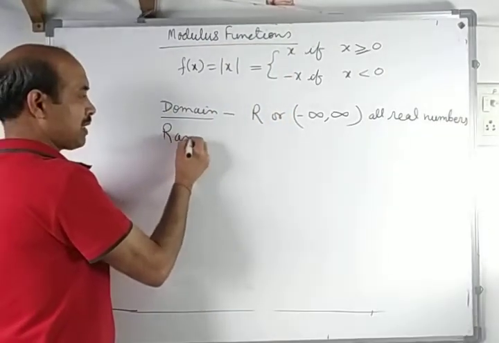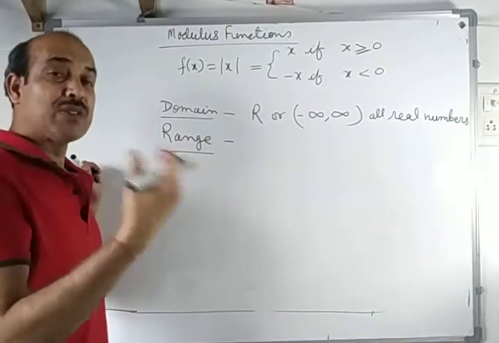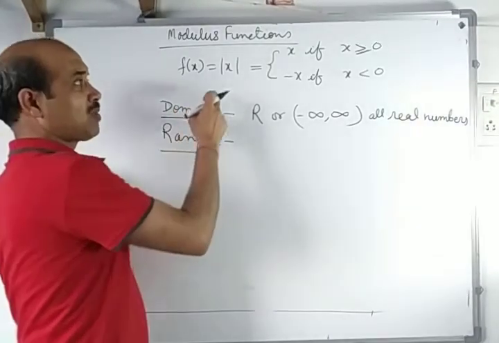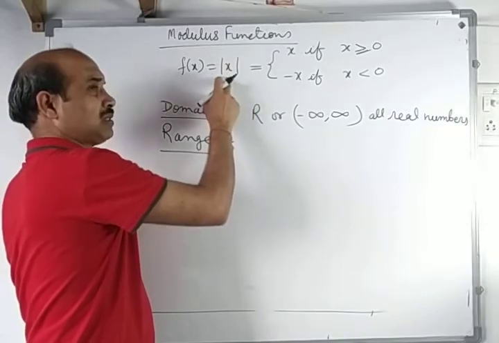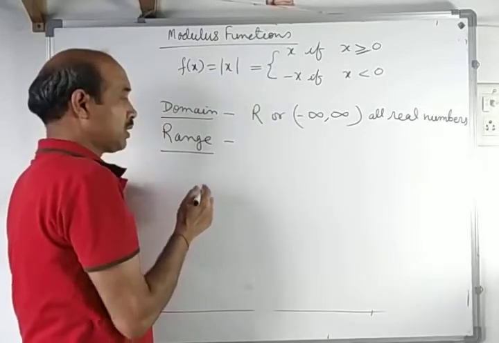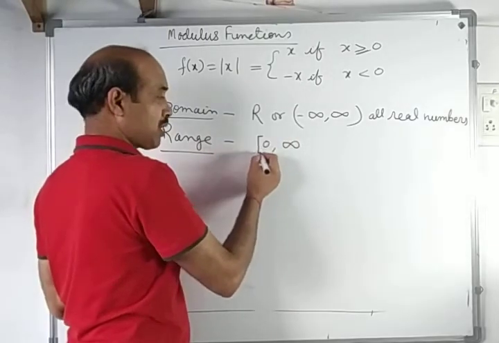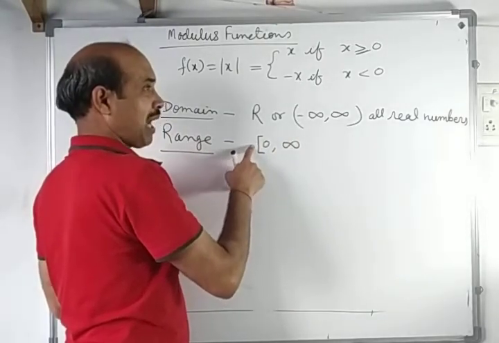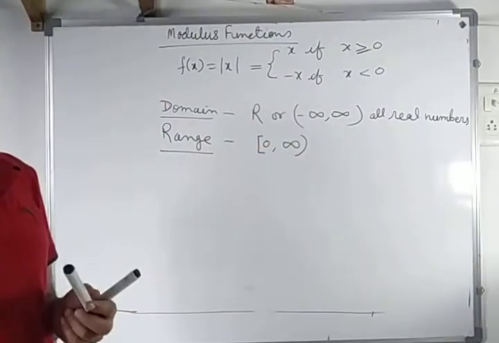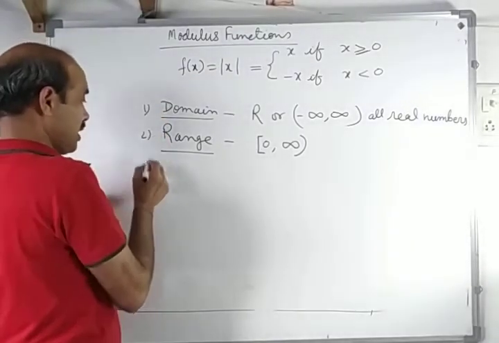Then what is the range of it? Range means the values of the function, and we observe here always positive values. For positive and negative values of x, it is positive. For 0, it is 0. So the range will be 0 to plus infinity. Since 0 is included, we will have a closed bracket, and infinity will have an open bracket, because infinity is not any particular number. So this is the domain and range.